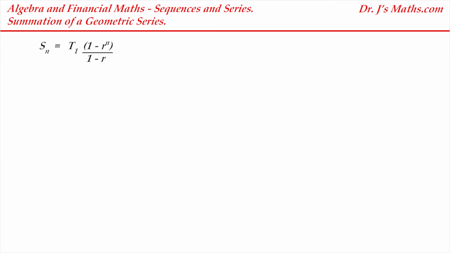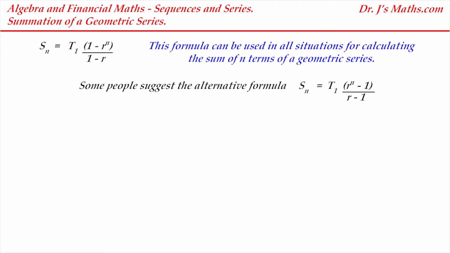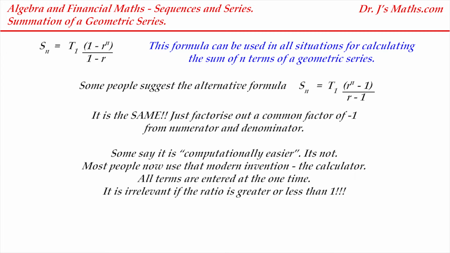So for the formula that I've shown here, we need a bit of explanation as well. The formula can be used in all situations for calculating the sum of n terms of a geometric series. Some people, older people, suggest the alternative formula, Sn is equal to T1 times r to the nth minus 1 over r minus 1. In other words, the terms are reversed. It's just the same formula. People think it's different and they write it differently. No, it's just the same. Just factorise out a common factor of minus 1 from numerator and denominator in 1 and you get the other.